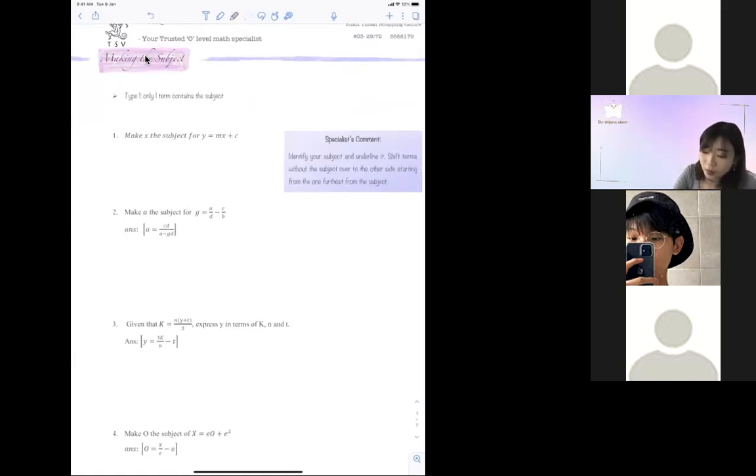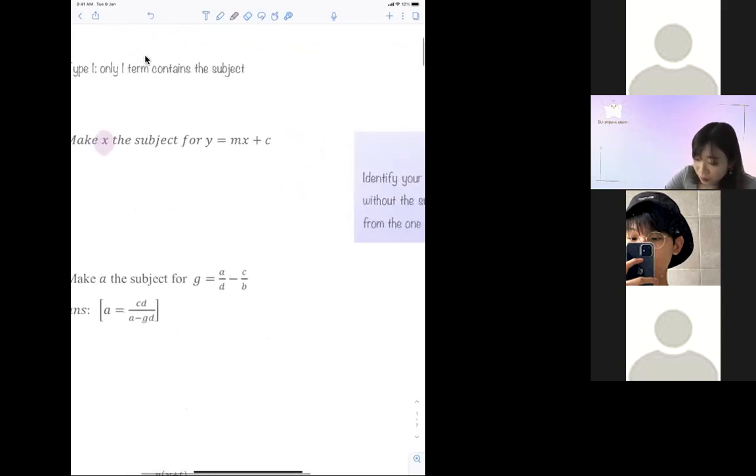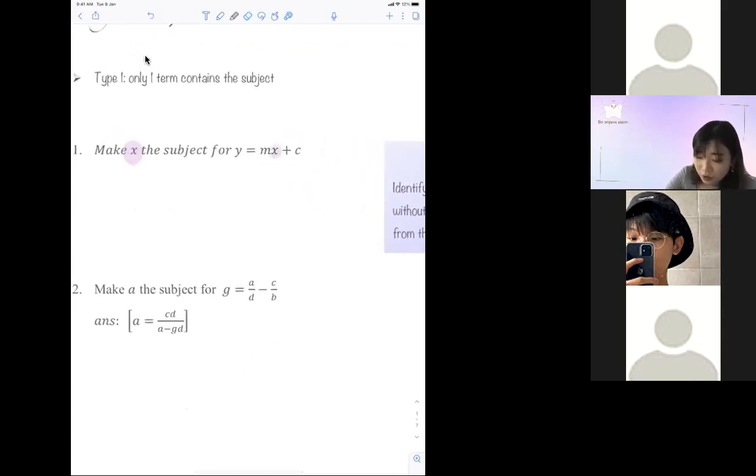So simple one is when you have only one subject. So your subject only appears one time. So you see, they say make X the subject, your X only appears one time in the equation. So this one is the easiest one. Okay, because you just have to, number one, you see, you got three terms, 1, 2, 3. Okay, terms with the subject one side, terms without the other side.